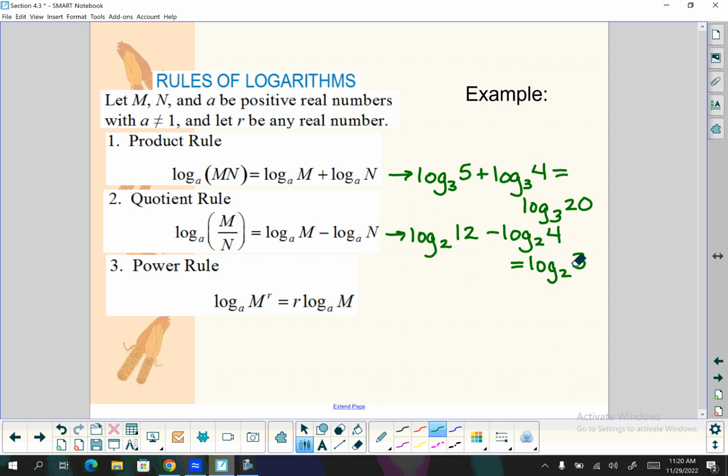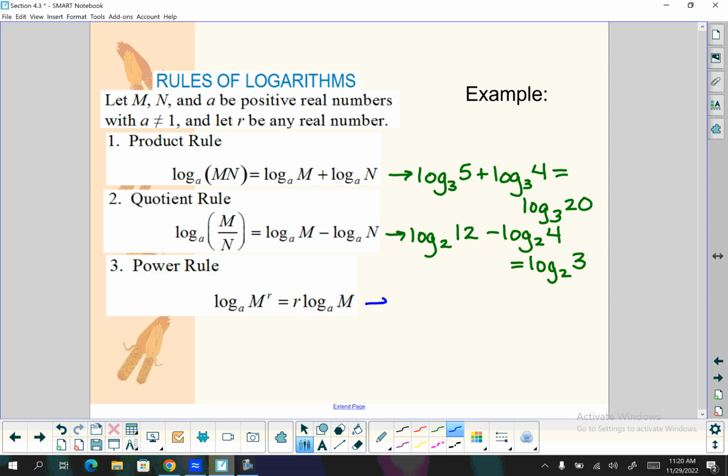Okay. Last one is the power rule. The power rule says if you have a log with an exponent inside it, you can take that exponent and move it down in front of the log. This property is going to be really important when we're solving for exponents. If I have a log and I have an exponent, we can move that exponent down. It changes to multiplication. It's no longer in the exponent, and that's what allows me to solve for an exponent. So we use this a lot.